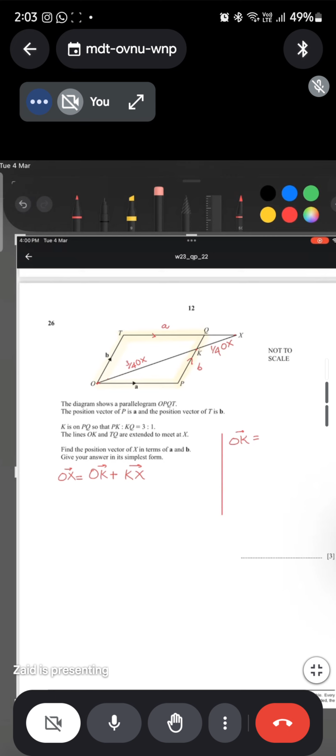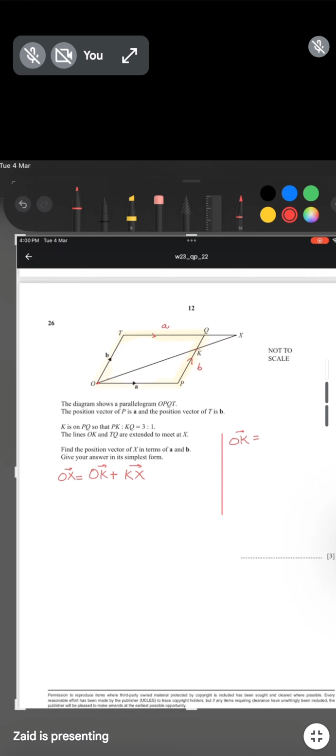Exactly, that's what I was thinking. Sir, PK will be 3 upon 4 B, and 1 upon 4 B is that small part, QK. Yes, exactly. Thank you, Umar.